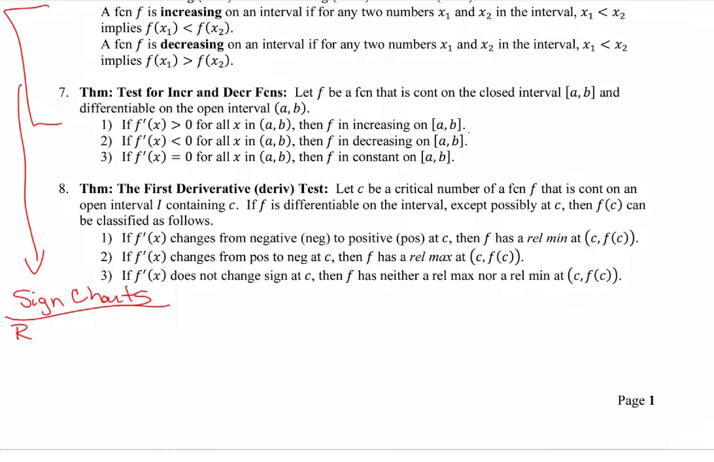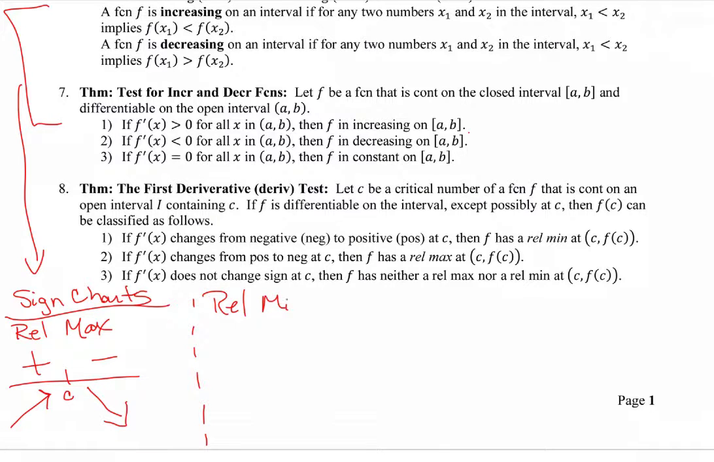So you have a relative max, and your sign chart for relative max will be your critical point. I want you to draw all your sign charts the same way I'm drawing them here. That is what a relative max sign chart will look like. A relative min sign chart would look like this: negative, then positive. So it's going to go down and then up.